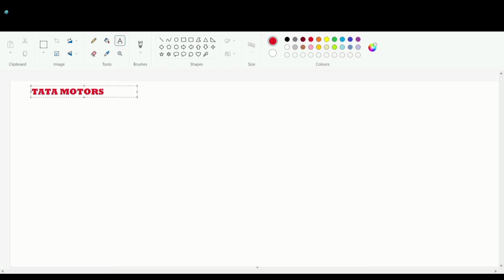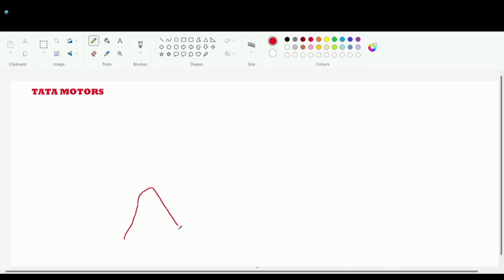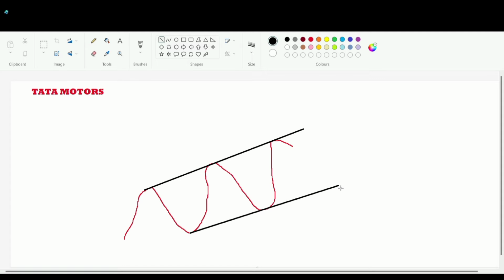Suppose we have a stock like Tata Motors, and the stock behaves like this, then goes up again and then down, then up. In this stock we have to draw a simple trend line from the first point to the last point, like this, and also one below, from the first point to this point. This is a very simple channel pattern.